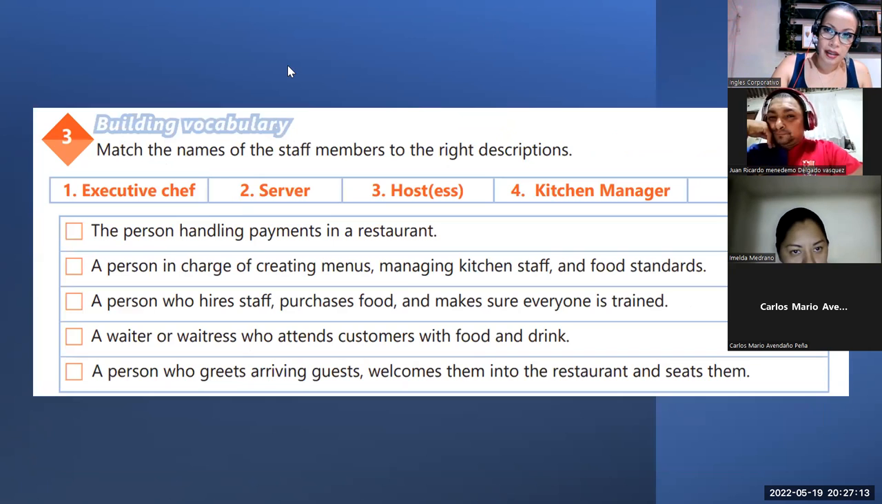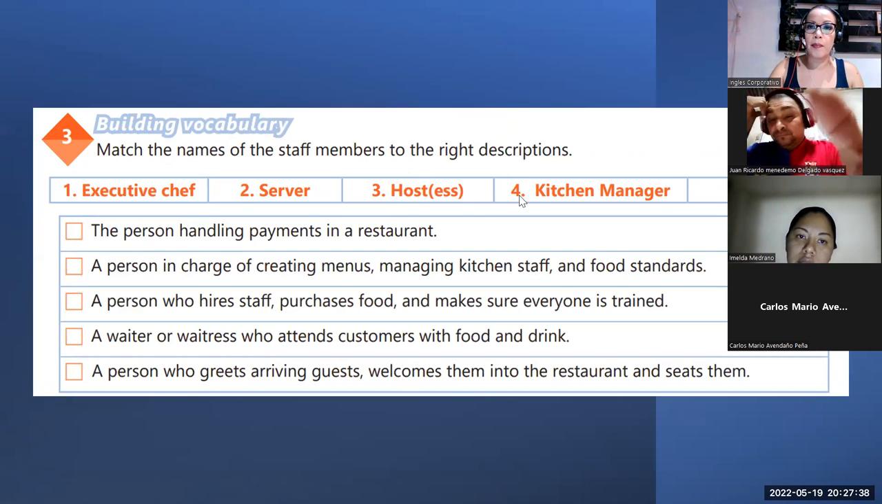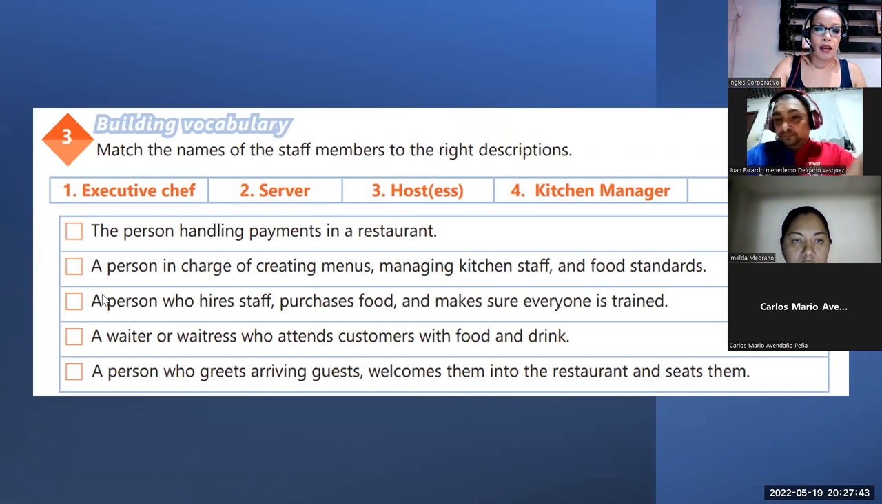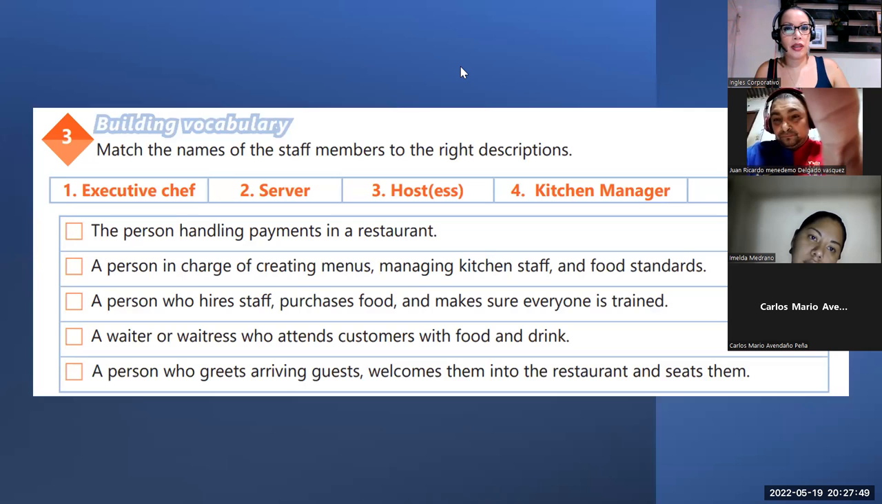Okay, and then the next exercise is to match the name of a staff member to the right description. We have executive chef, server, host or hostess. Remember that host is for male and hostess is for female. That's the difference. Then we have kitchen manager and finally cashier. I'll give you some time to match the name of the staff member with the correct description.